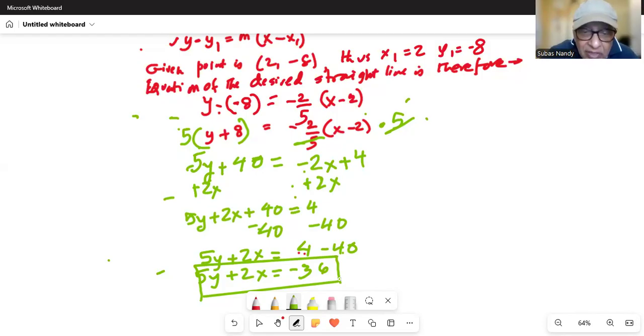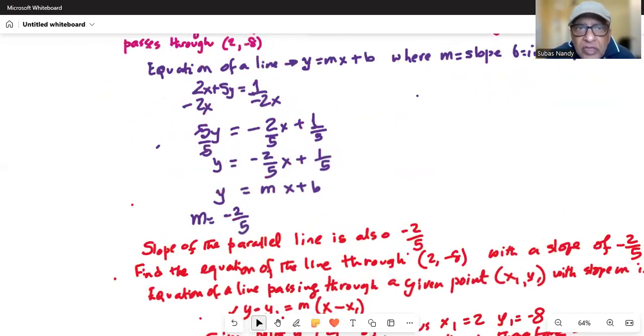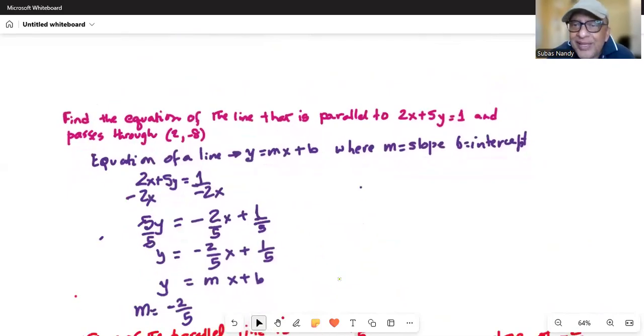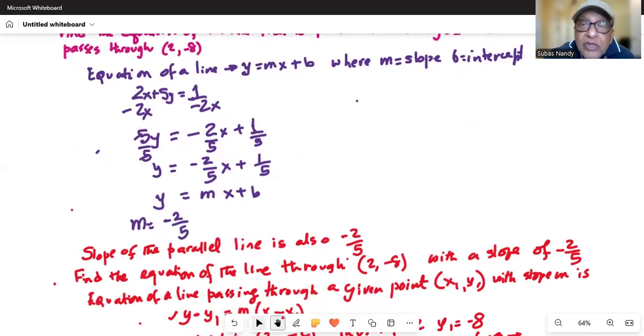Let's walk through quickly what we did. We have to find the equation of a line that is parallel to 2x plus 5y equal to 1 and passes through a given point. The first thing is to find the slope of the given line. So we write it in the form y equals mx plus b. Keep the y separate on the left hand side, and x and the constant term on the right hand side, and make the coefficient of y 1 by dividing by 5. Hence the slope of this equation is the coefficient of x, which is minus 2/5.